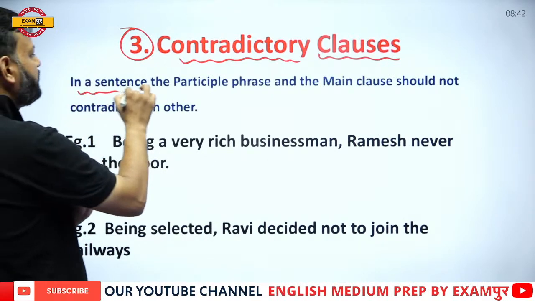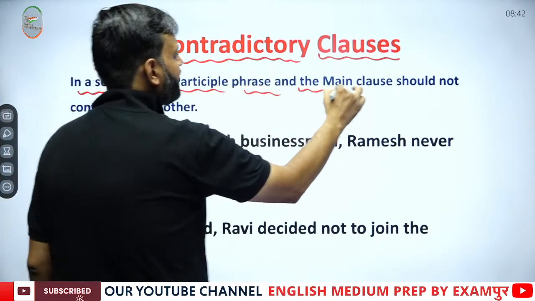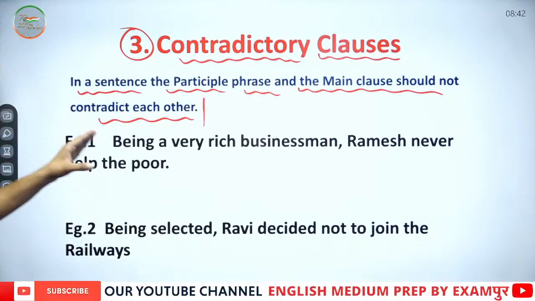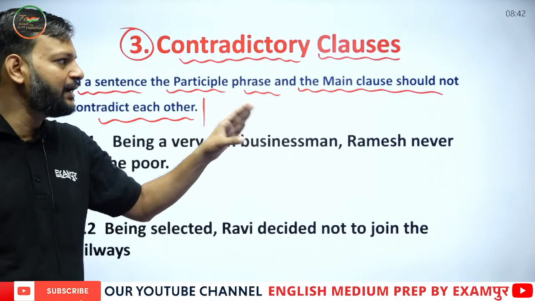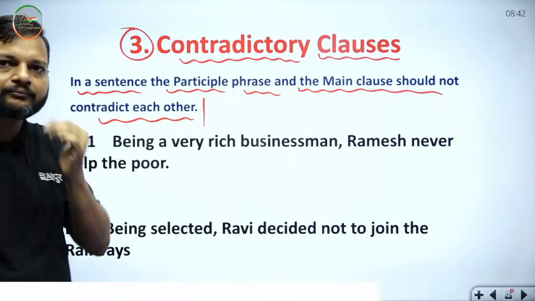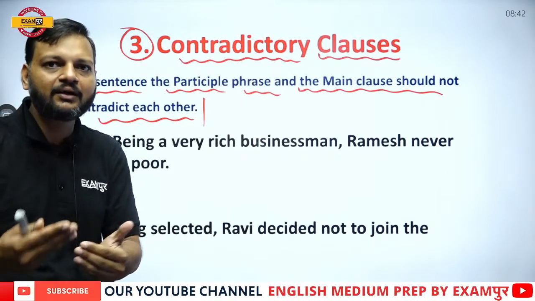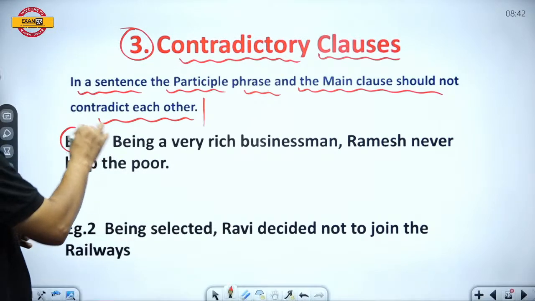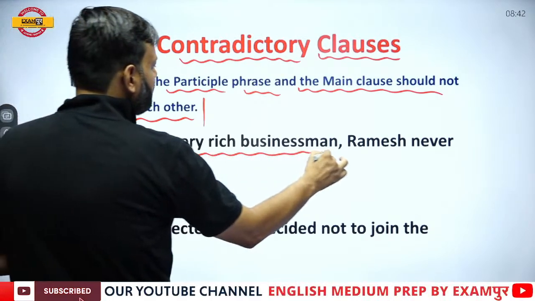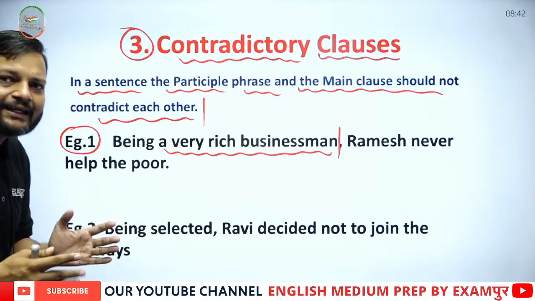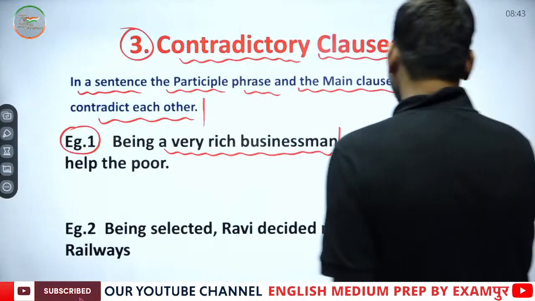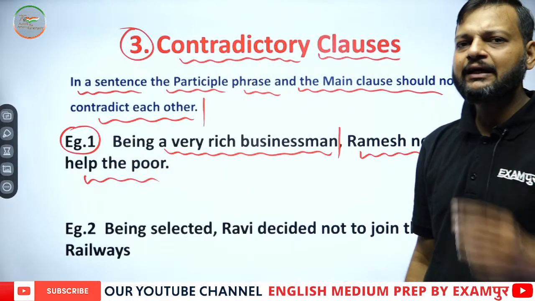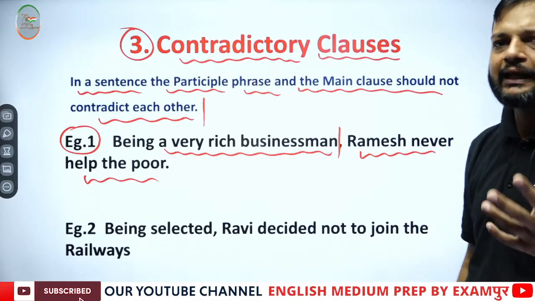In a sentence, the participle phrase and the main clause should not contradict each other. They should present a similar idea. Okay, let's see our first example. "Being a very rich businessman, Ramesh never helped the poor."